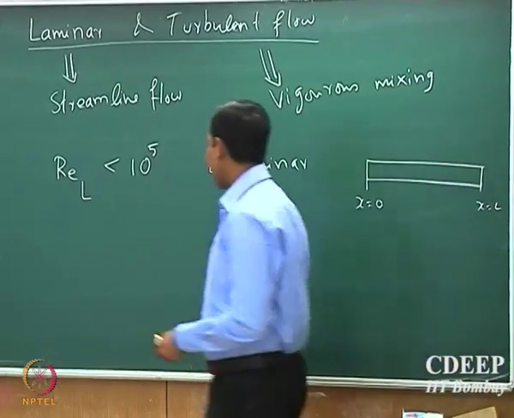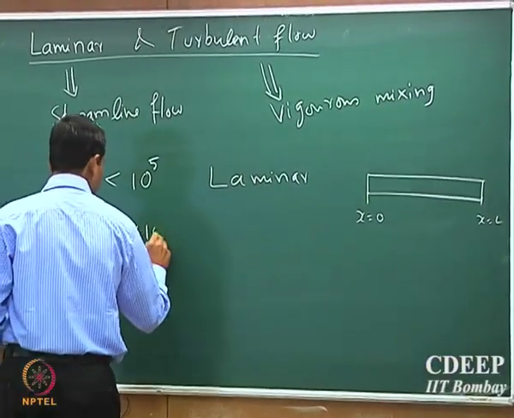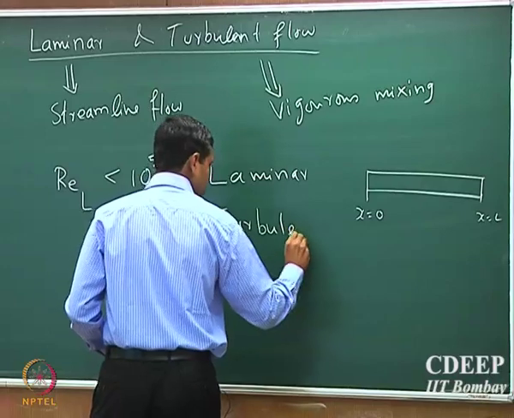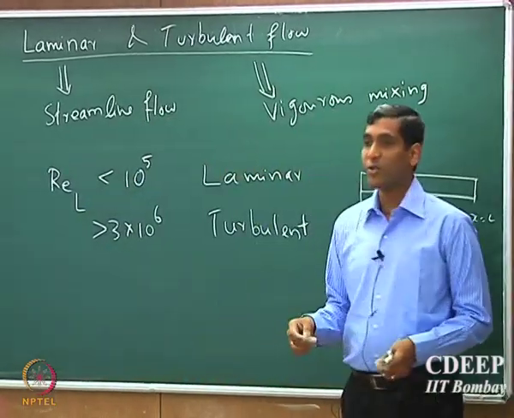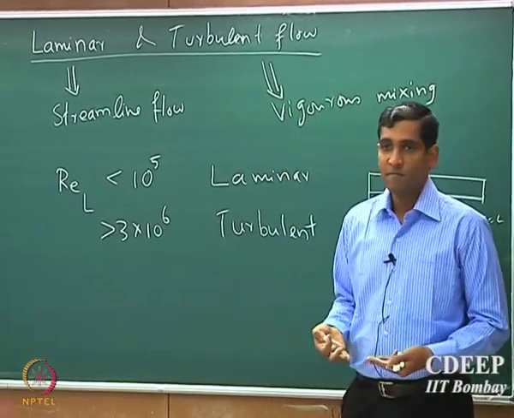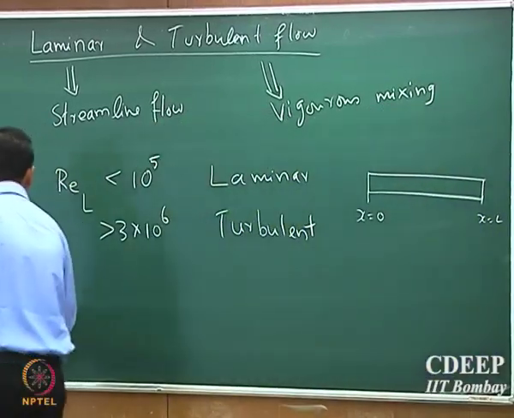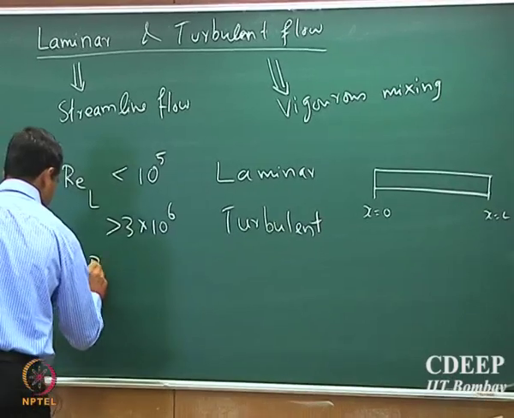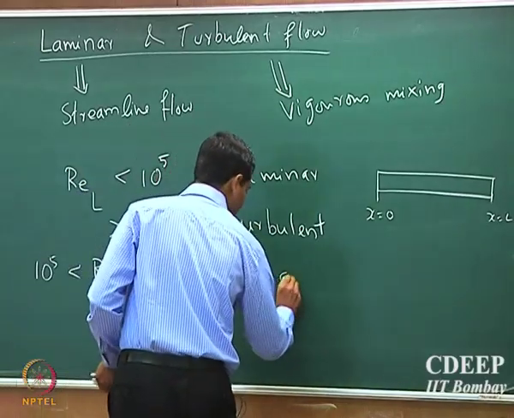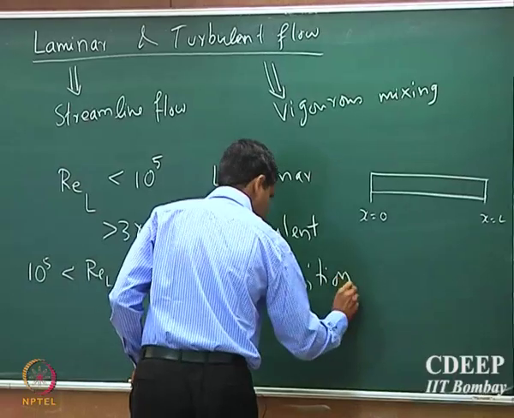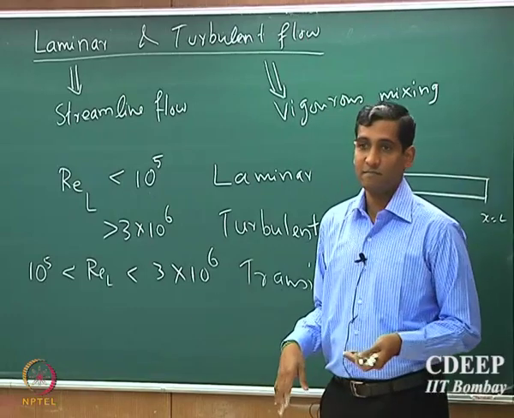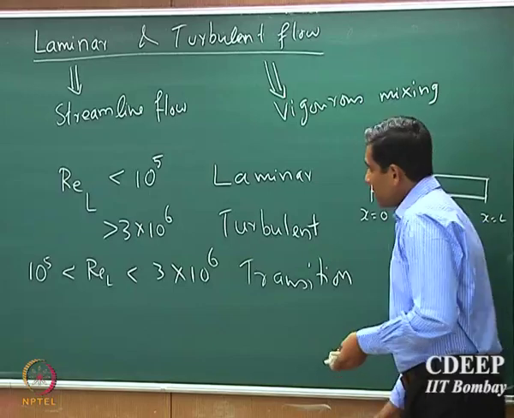Okay. So typically 3 times 10 power 6, that's the turbulent regime. Anywhere in between is called the intermediate or transition regime, so it's neither laminar nor turbulent. You can see features of both laminar and turbulent flow in this region here.